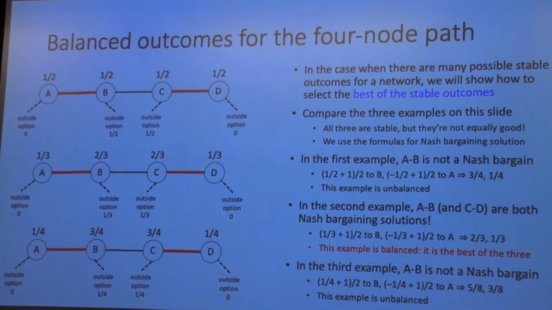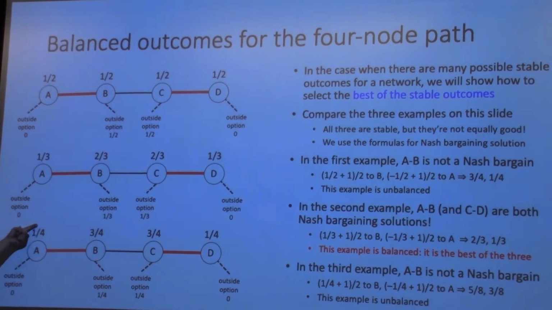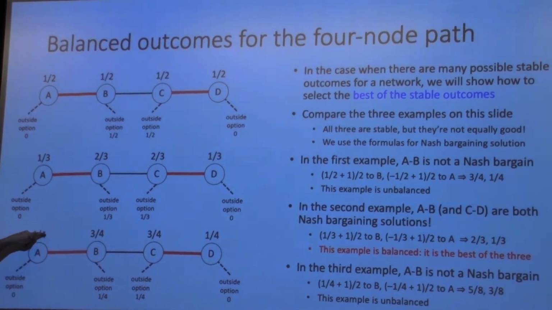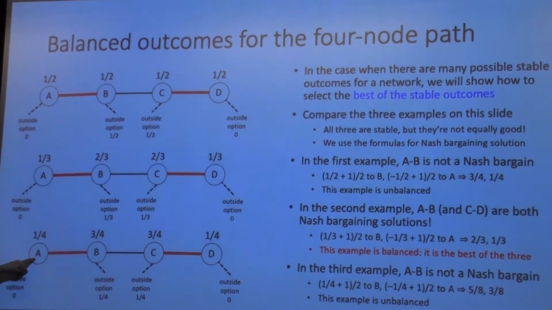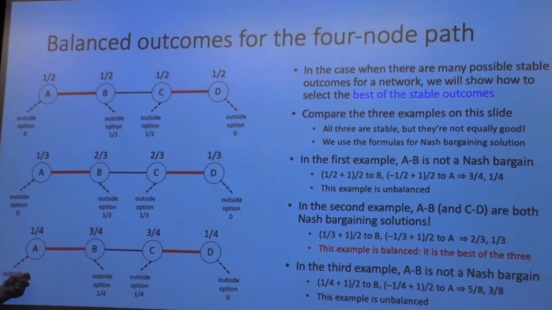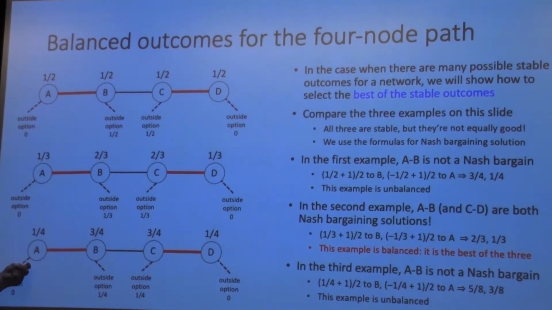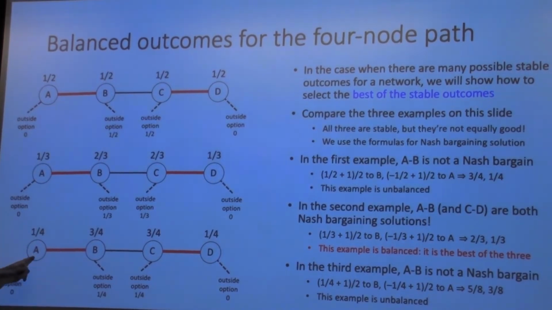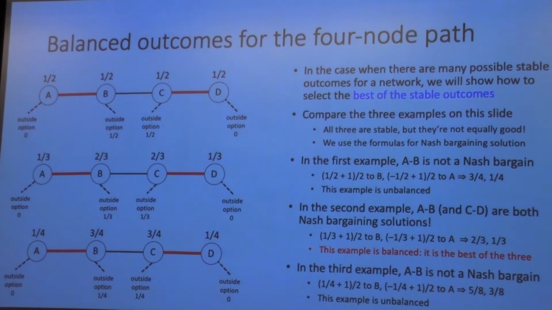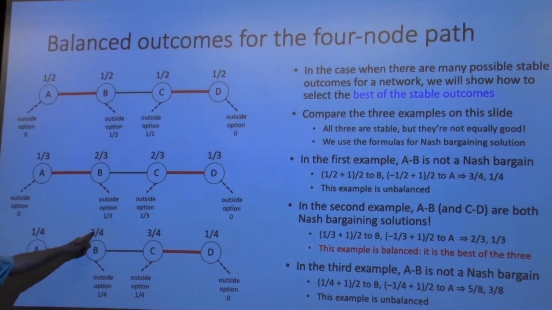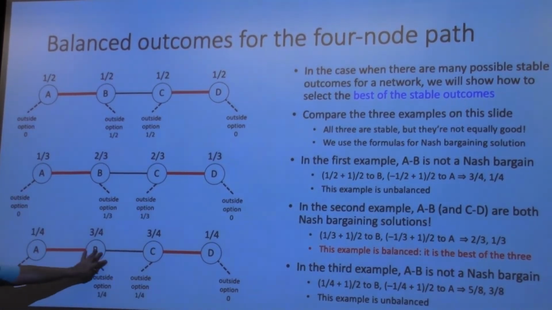The solutions are not the same. So A is not getting enough. A is only getting 1/4, but according to the Nash solution, A should get 3/8 here. So A is not getting a fair share. A should be getting half the surplus, but is not getting it. And B is getting too much here. So this is not Nash.